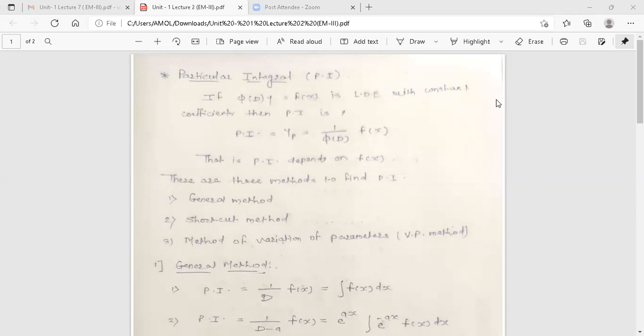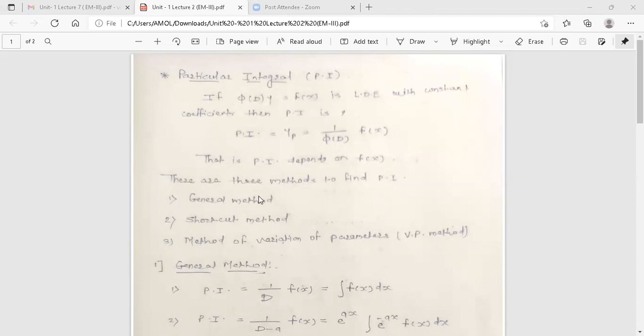Now, the reduced form of LD is phi of D into y is equal to f of x. This is the reduced form of LD. Now, to find the PI, the formula is y suffix p for particular integral is equal to 1 upon phi of D into f of x. This formula is from the reduced form of LD. We transfer this phi of D to the RHS. We have the formula for PI, which is equal to 1 upon phi of D into f of x. That is, PI depends on the function f of x.